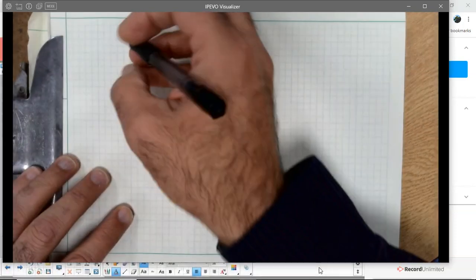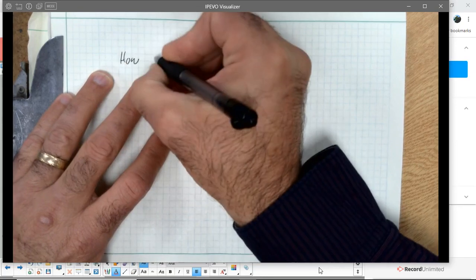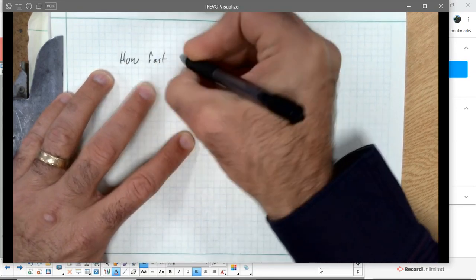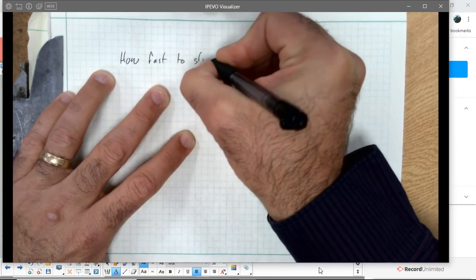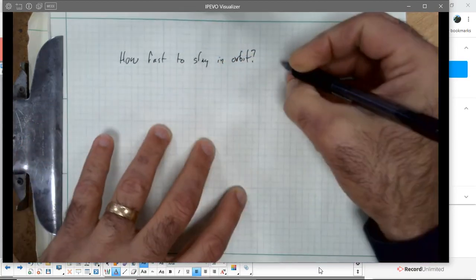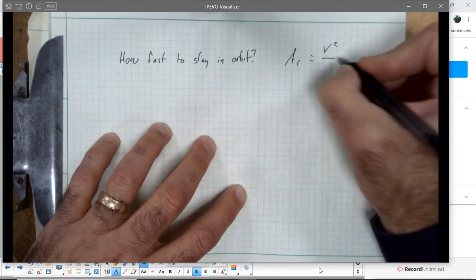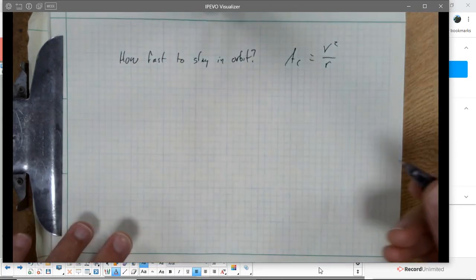Okay, so we're going to try to solve the problem of how fast you have to throw a rock for it to stay in orbit. For this we're going to use our centripetal acceleration, a sub c equals v squared over r, that equation.